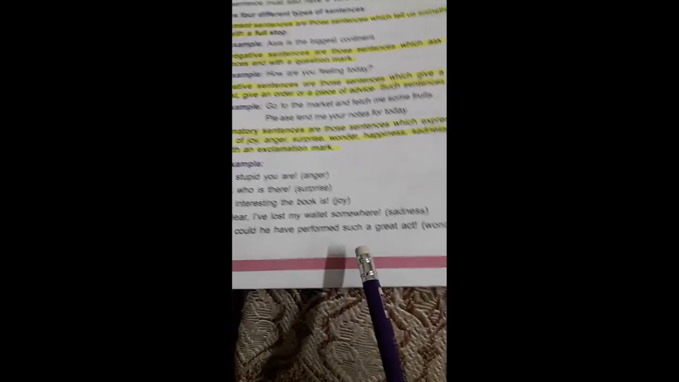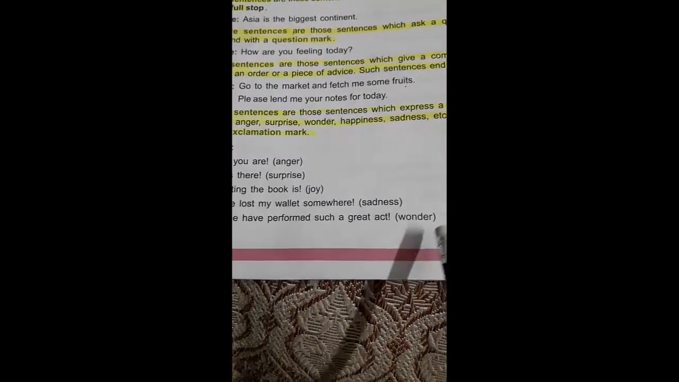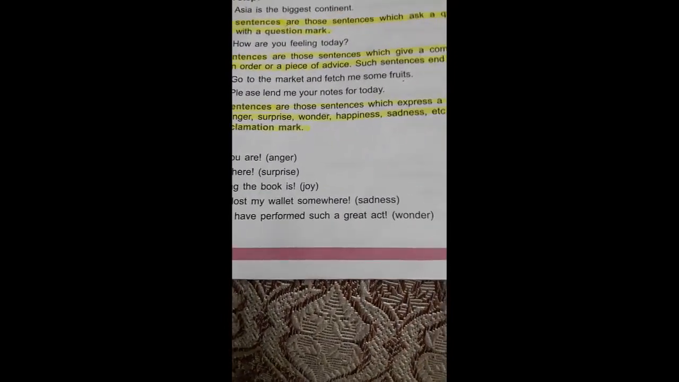"How could he have performed such a great act!" It is also again a statement of surprise or wonder. So these are four kinds of sentences. If we revise it once more, these are statement sentence, interrogative sentence, imperative sentence, and the exclamatory sentence. Right, I hope this will be clear, and we will move on to our exercise. Move on to page 8.